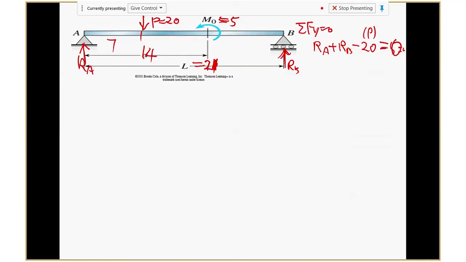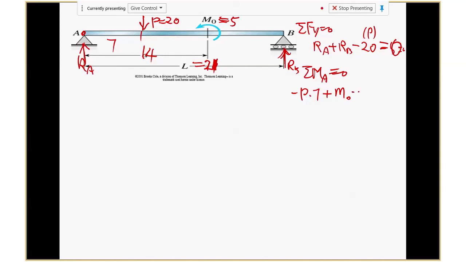Now, the next equation. Sum of moments about where? A. So the summation of moments about point A equals 0. Translate to point A, remember it's 2.8. So what do you have? P times the 7, right? That's positive or negative? Negative. Then what else? Plus the M0, that's the 5, right? What else?